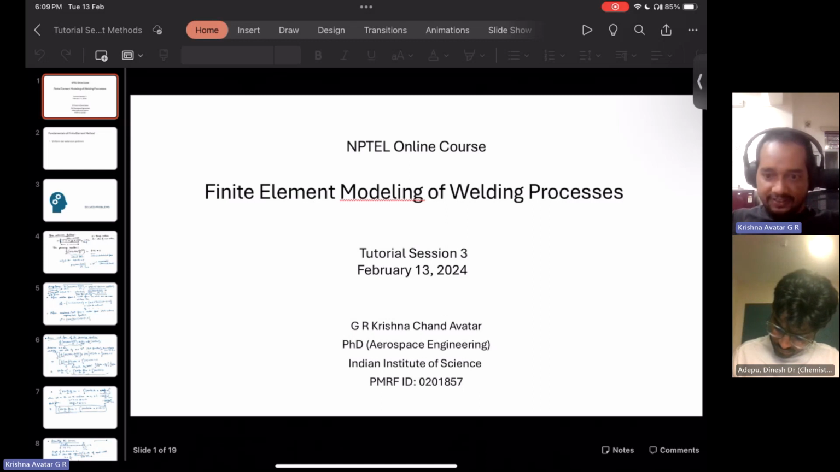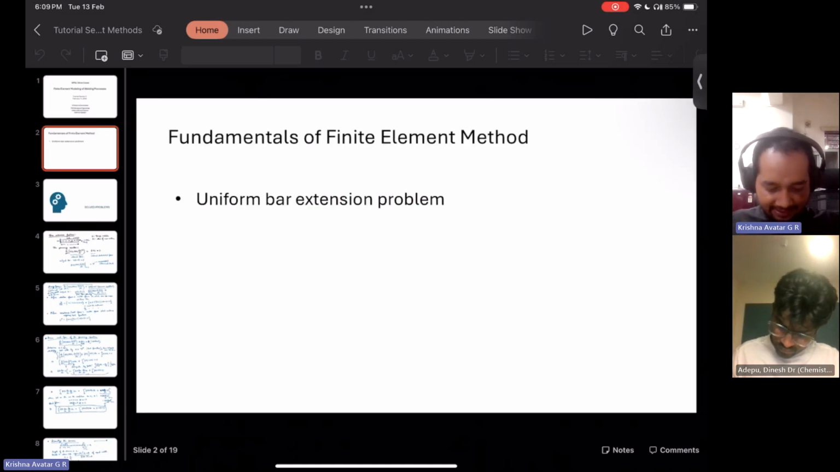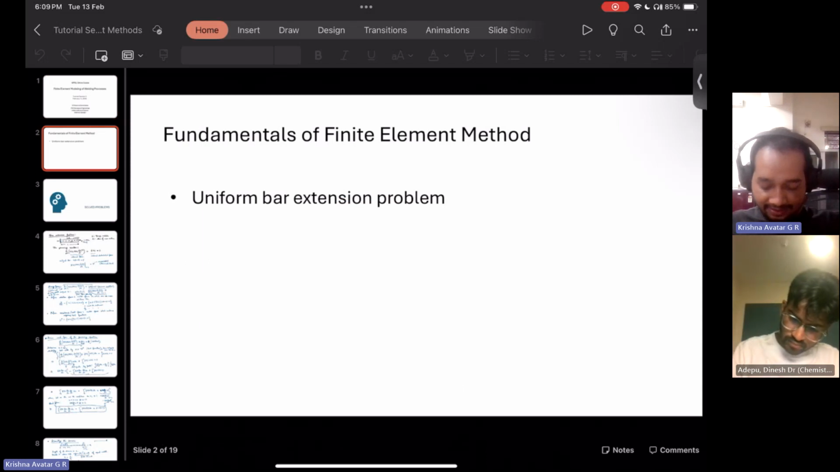So we'll be continuing with what we had discussed in the previous session, as in we were attempting to solve the uniform bar extension problem. We first started with derivation of the equations that would be required for us to implement, and then today we will also be discussing the coding aspects, as to how we actually write a code for solving the linear system of equations that we're able to obtain through this weak form derivation of the governing equation.